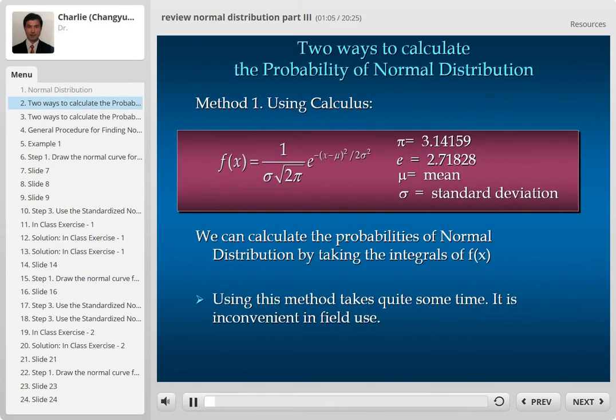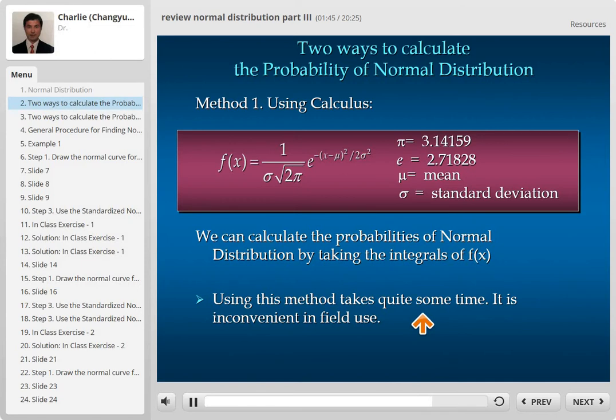In order to calculate the probability of normal distributions, there are basically two methods. One, we use calculus. Basically, we use this formula here. Okay, we saw this before, all right? And we calculate the probabilities of normal distribution by taking the integrals of this f(x) here. Using this method takes quite some time. So each time we have to calculate the integrals, and it's inconvenient in field use.